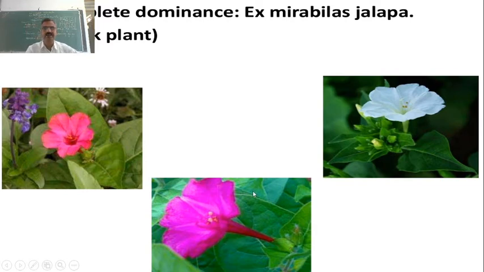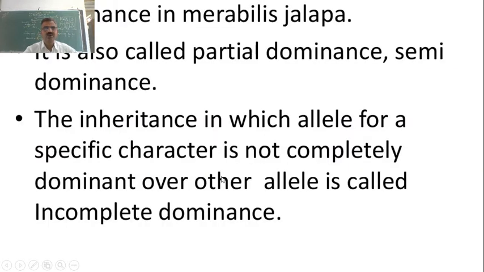So these are the two examples, and you can see this particular one is also called partial dominance, also called semi-dominance. Why is it called so? Because the dominant allele is not going to be dominant over the recessive allele completely. So it is said to be the inheritance in which the allele for a specific character or trait is not completely dominant over the other allele.